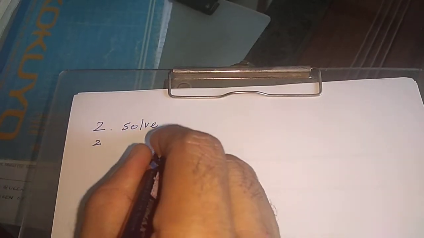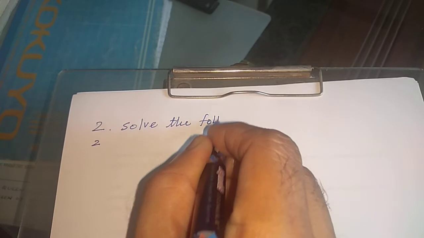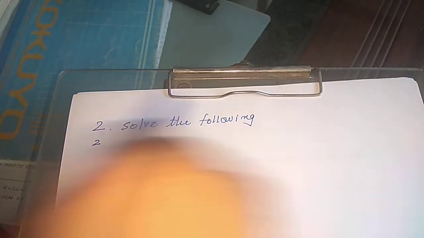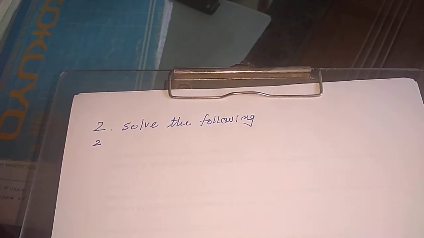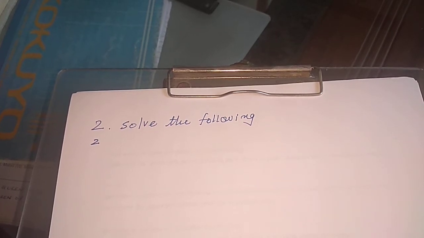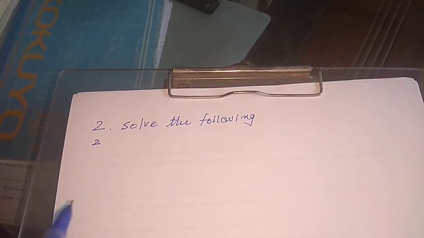Here I do the even numbered questions. Question number 2. This is main question 2. The question says, solve the following. Solve means you have to find the values of the unknown quantities x and y.